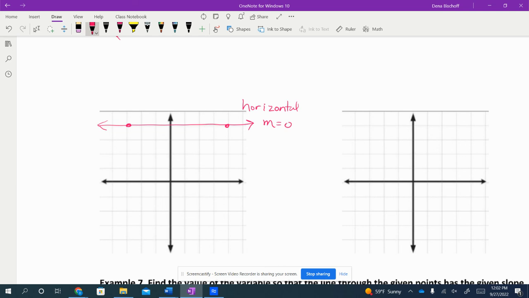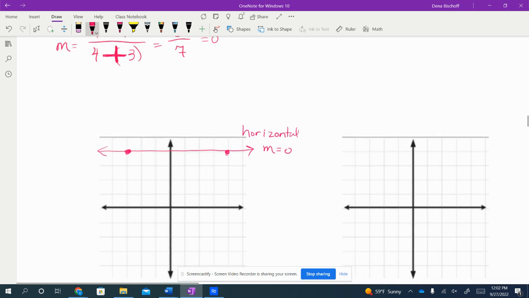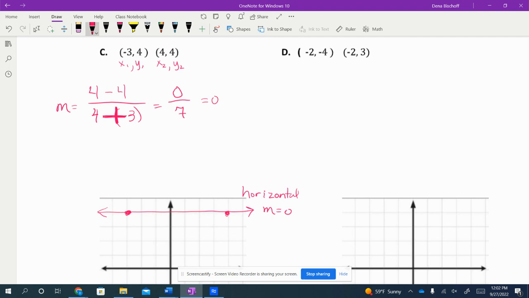Why would a horizontal line have a slope of 0? Because it doesn't go up or down. Slope is rise over run. There is no rise. There's no up or down. It runs a whole bunch. If I count from this point to this point, that's my run along the x-axis, but I don't go up at all. That's why my rise is a 0. So when you have a slope of 0, I want you to know that that is a horizontal line. Okay, let's do the next one.